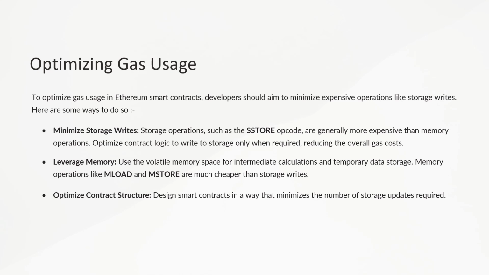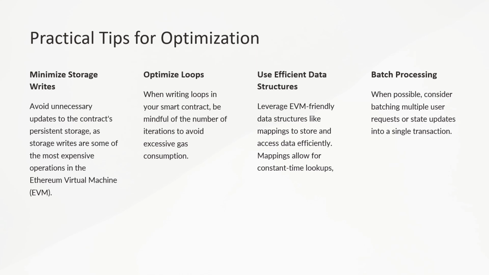Optimize contract structure. Design smart contracts in a way that minimizes the number of storage updates required. This may involve techniques like batching multiple updates into a single transaction or using memory-based caching strategies. Here are some practical tips for gas optimization. Avoid unnecessary updates to the contract's persistent storage, as storage writes are some of the most expensive operations in the EVM.